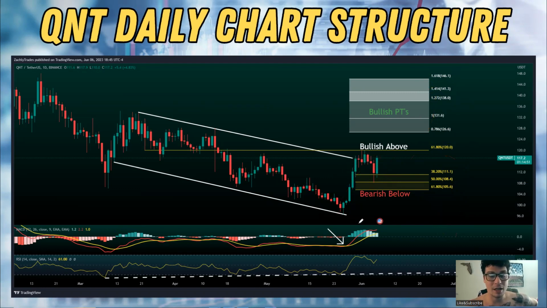Now, on top of the RSI, you can also use the MACD. And what I like to do is I don't like to focus on one particular strategy, because no one strategy is ever going to work 100% of the time.